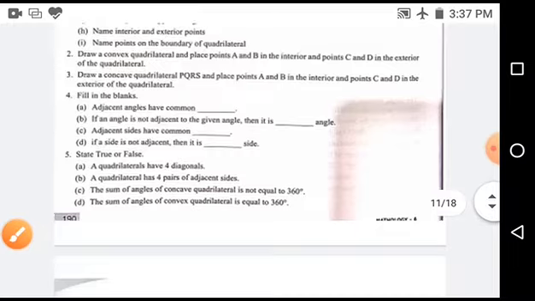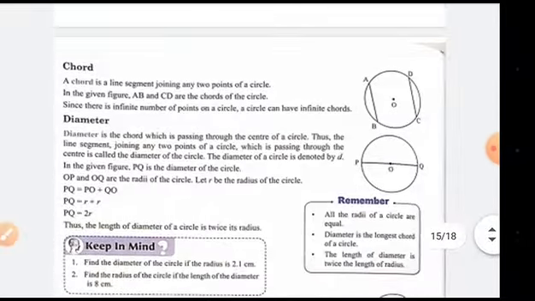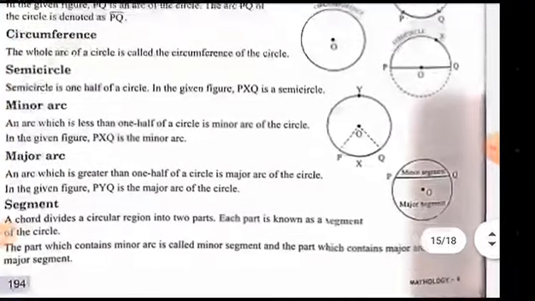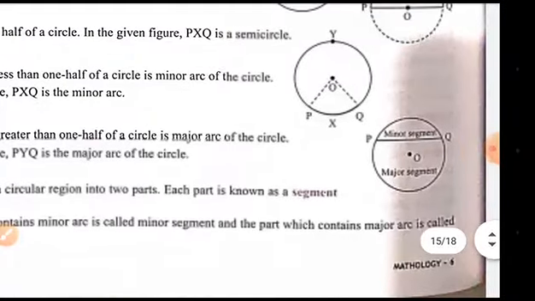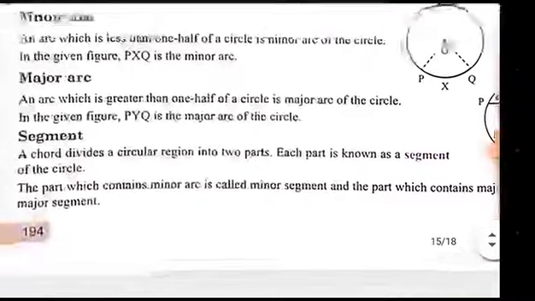Now the next one is segment. See students, there are two types of segments in the circle. If we cut a circle into two unequal parts, then the smaller portion of a circle is known as the minor segment, and the rest portion of a circle is known as the major segment.